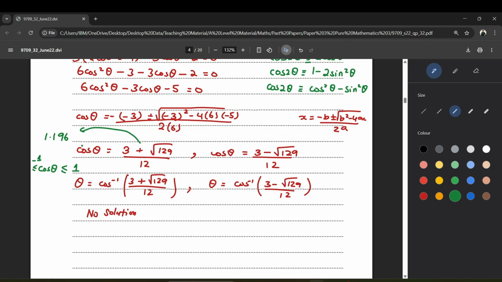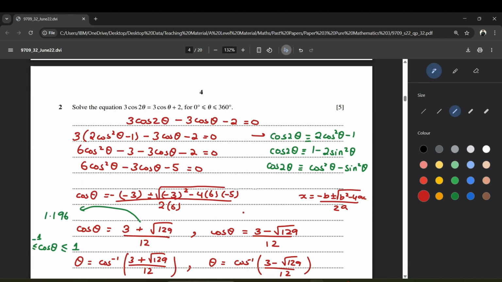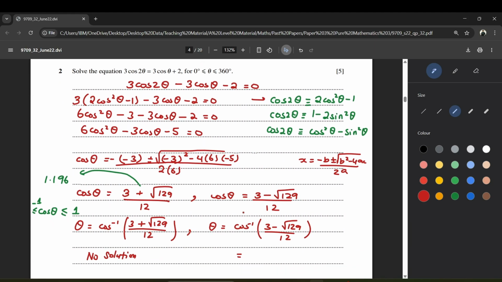Okay. All right. So we'll come to this one then. So cos inverse of 3 minus root 129 divided by 12. We are required to give our answer in degrees, so remember to change your calculator into degrees mode. All right, so our answer will be 134.1 degrees, 134.15 degrees. Let's just make it that.